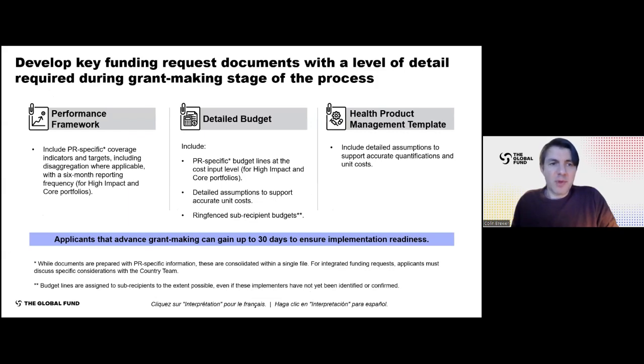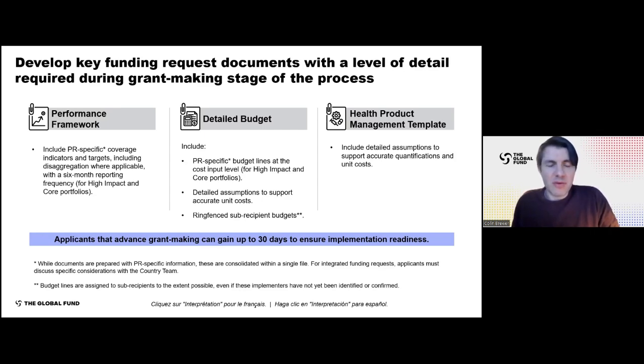So what does advanced grant making look like during the funding request stage? You can see here on the screen the three key documents which accompany the funding request, which are the performance framework, the detailed budget, and the health product management template. For the performance framework, advanced grant making means that we would include PR-specific coverage indicators and targets. We would also provide the disaggregation of those targets where it applies, and set those targets with a 6-month reporting frequency, which is the standard for high impact and core portfolios at grant signing.